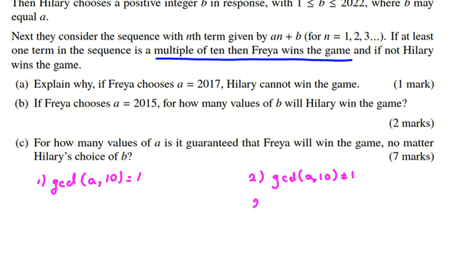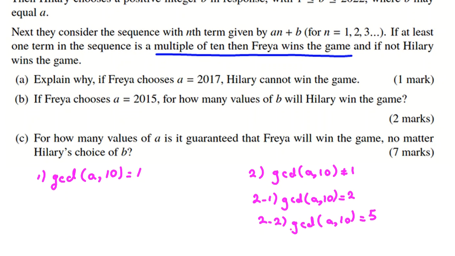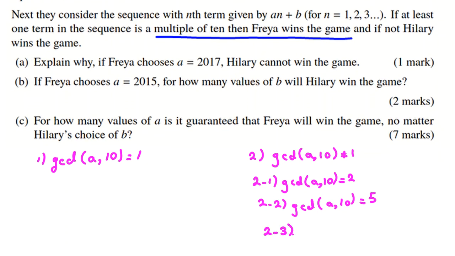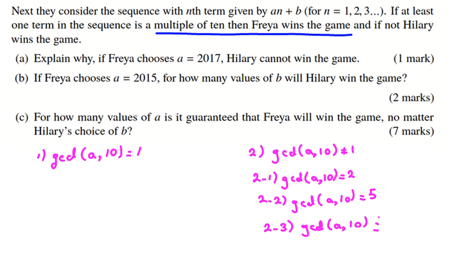Means what? Case 2.1: GCD of A and 10 equal to 2. Case 2.2: GCD of A and 10 equal to 5. Case 2.3: GCD of A and 10 equal to 10. Now, this case 2 is similar to part B, and this case 1 is similar to part A.